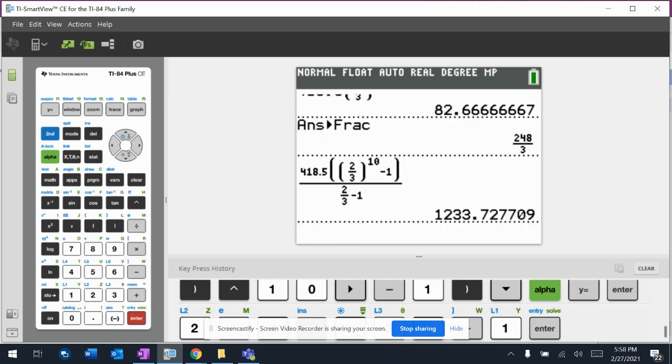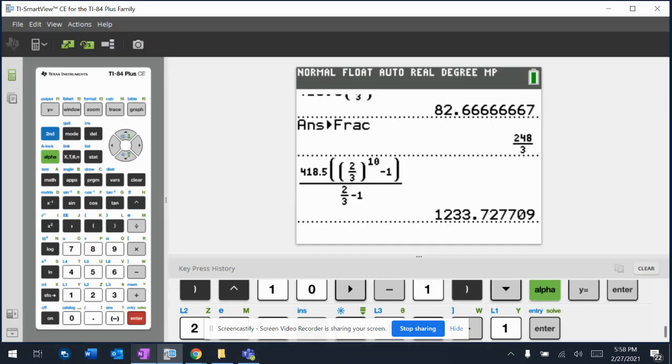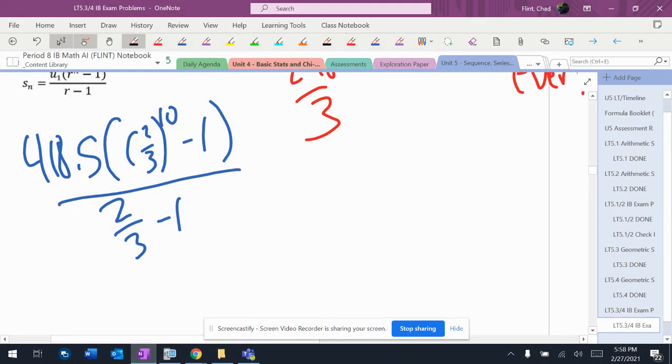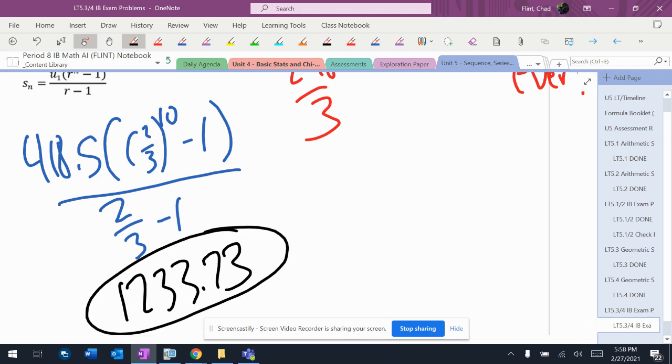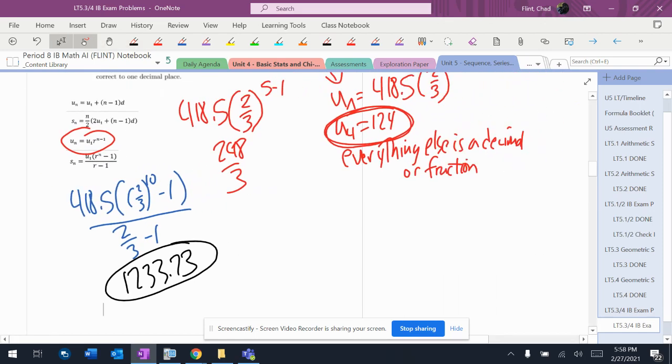And it says correct at 2 decimal places, so 1233.73. 1233? Yeah, 1233.73. There's all my answers to that one. Pretty standard IB question.